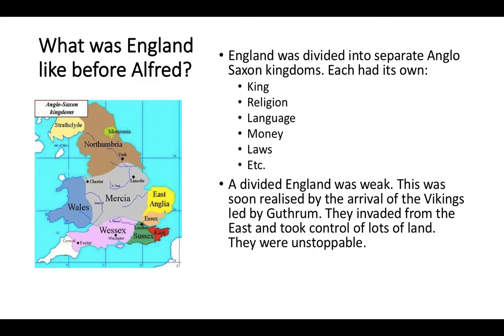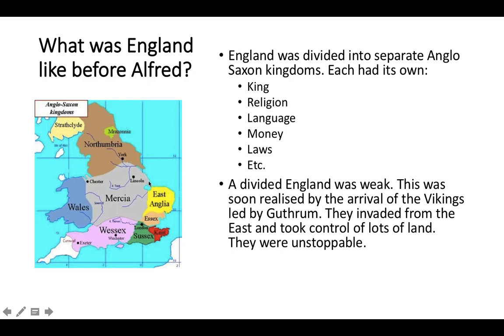And that was soon realised by the arrival of the Vikings, led by the fierce warrior Guthrum. And he was the leader of the Great Heathen Army. They're called the Great Heathen Army because they were seen as against Christianity, and that's how they got their name. They invaded from the east, and they took control of lots of land.